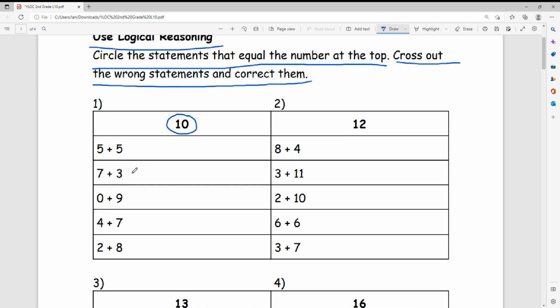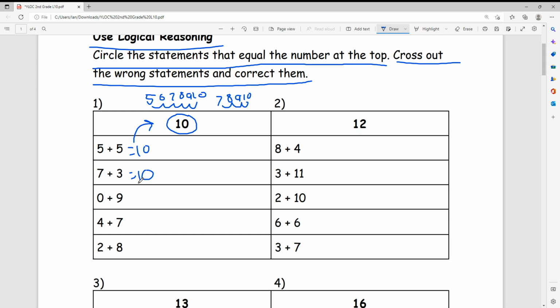So our first one is 5 plus 5. If we do 5 and then go 5 to the right, 1, 2, 3, 4, 5, and then write the numbers out, 6, 7, 8, and then 9, and then 10. We know our answer is 10, so it'll work, so we don't have to cross it out. 7 plus 3, move 3 to the right, 1, 2, 3, count these out, 8, 9, 10, and then we can do equals 10. And now 0 plus 9, so 9, and then move nothing, so just equal 9.